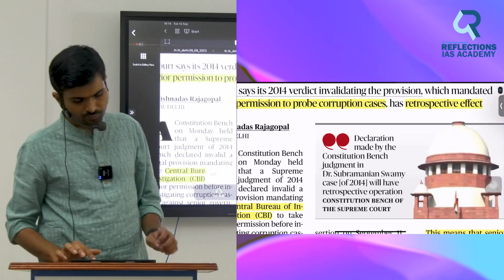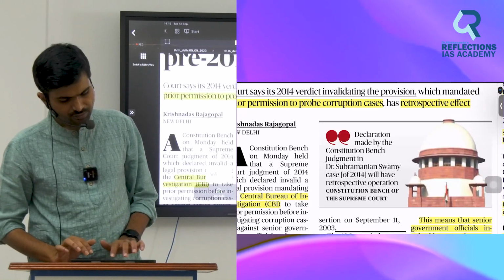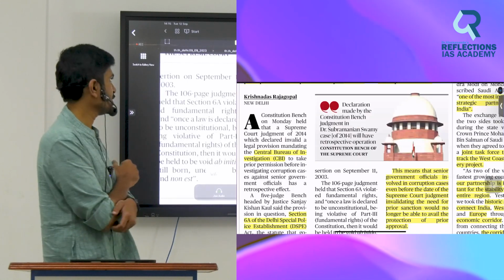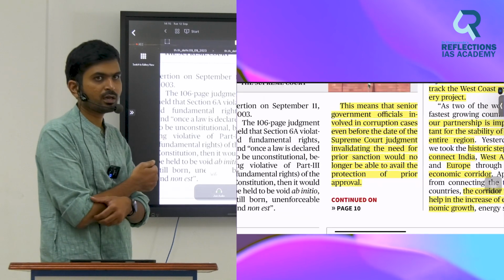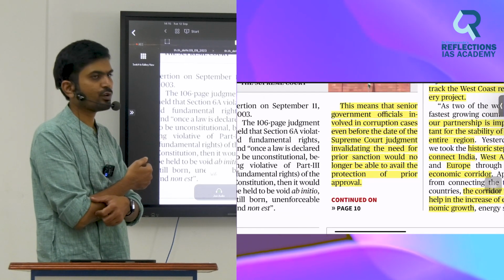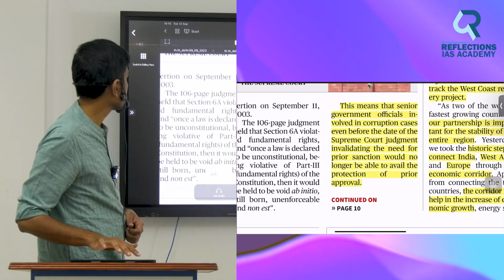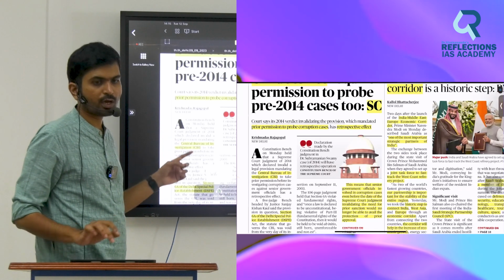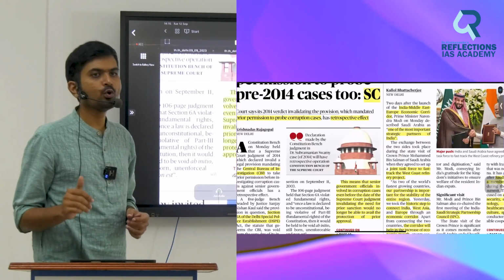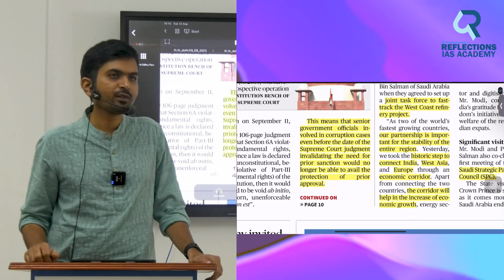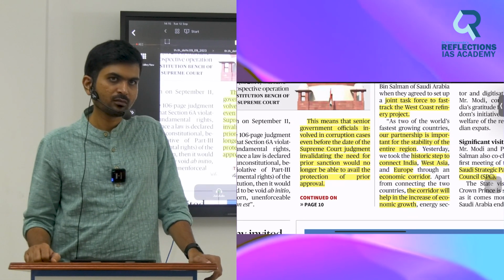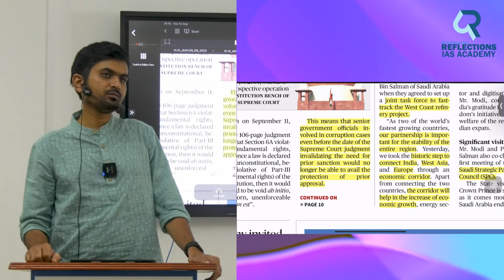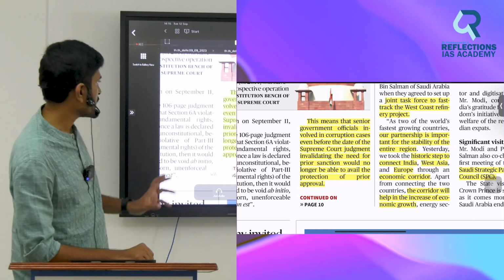What is the judgment? It says any government official involved in corruption cases before 2014 cannot hide from the CBI. So you have to look at it from a corrupt IAS officer's perspective, or a corrupt bureaucratic perspective. This is what this article is talking about.